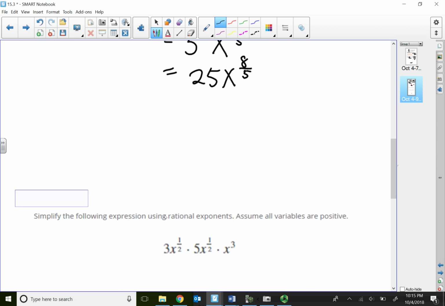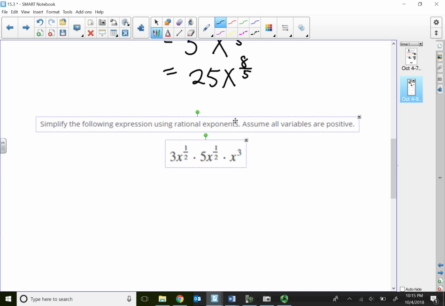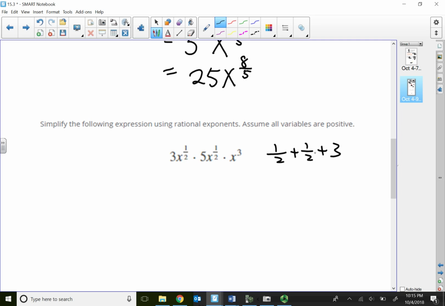All right, this one will be an example of the product rule. But I can multiply the numerical numbers first, so everything is one term. I see x to the half power times x to the half power times x to the third power. So all those exponents on top of the x are going to be added. Product rule, we add the exponents. 3 times 5 is going to be 15. So this is going to be 15 times x to the half plus half is 1. 1 plus 3 is going to be 4.